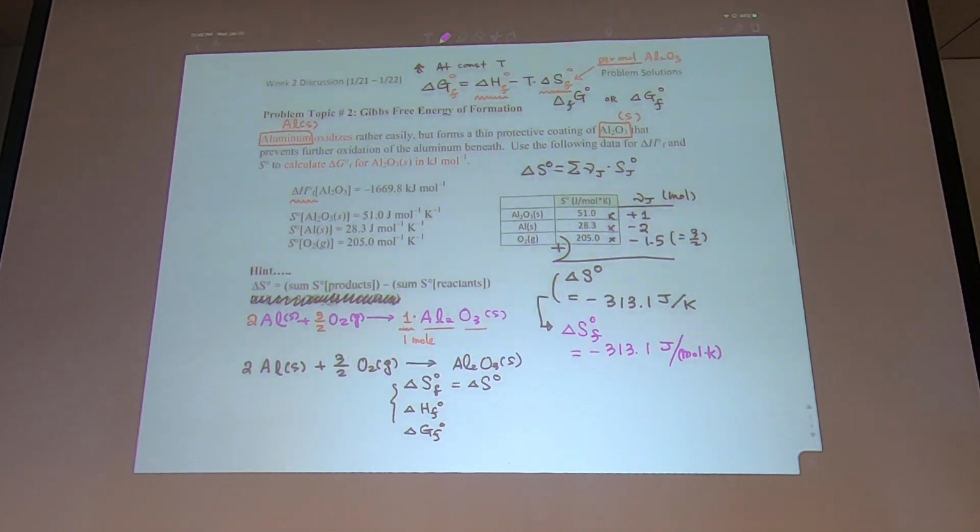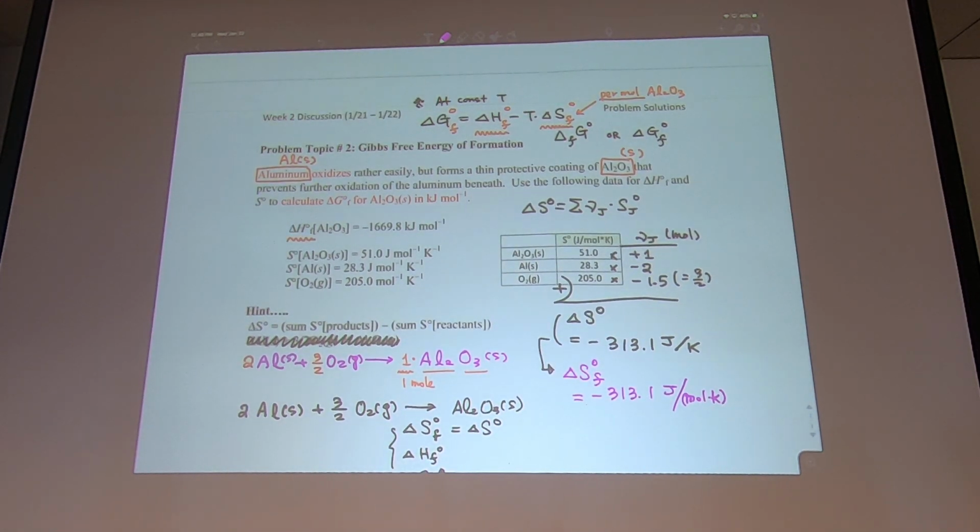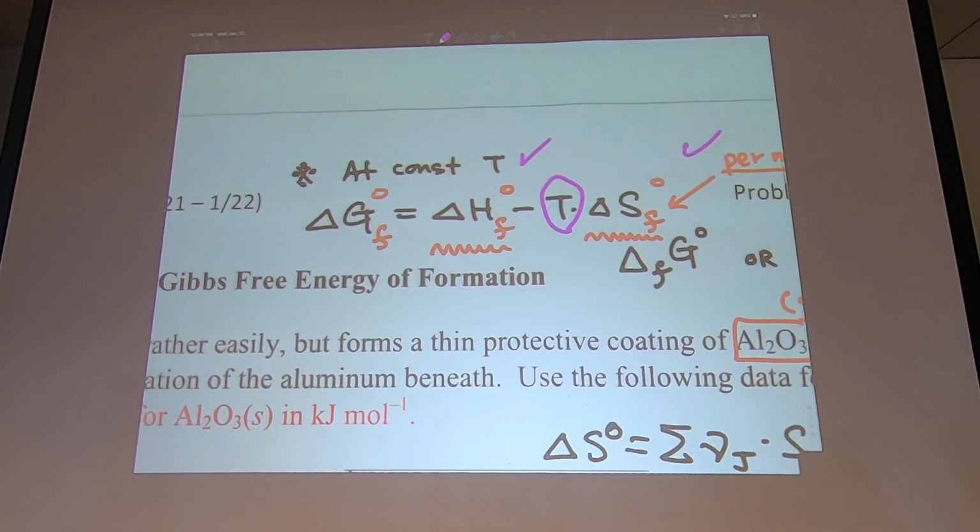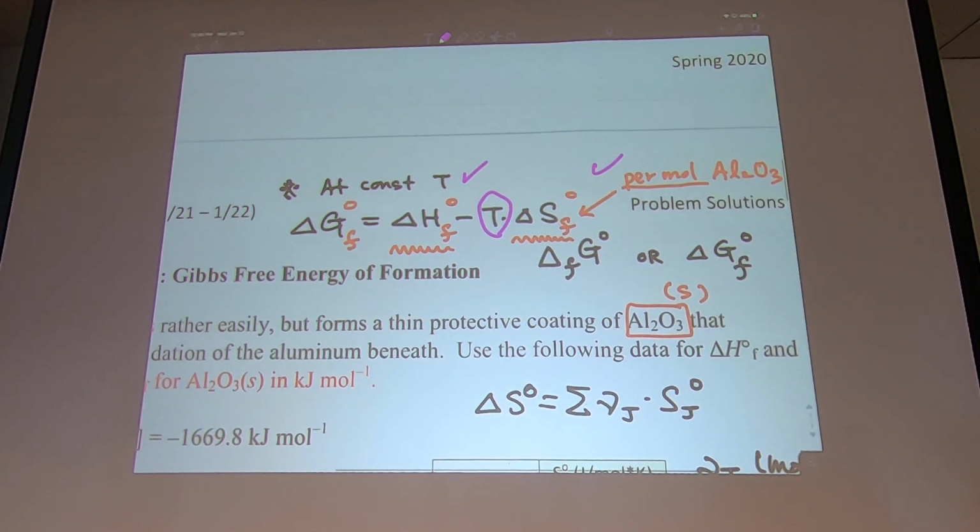So okay, I got this one, right? This is done and this is done. What about the temperature here? I need to calculate it. I guess I just calculate this value of delta S formation. What about temperature? What's the temperature here? Anyone? Is it 298 Kelvin?